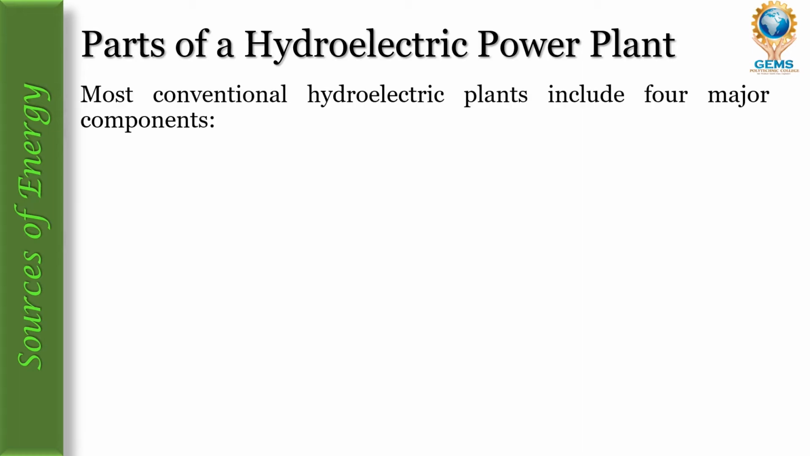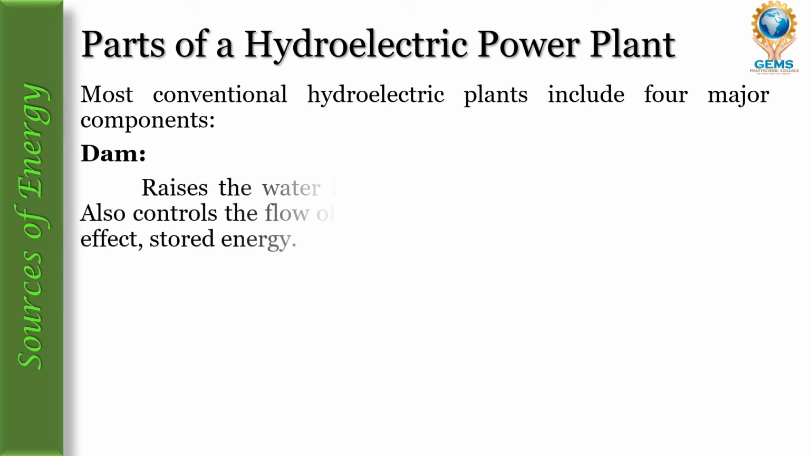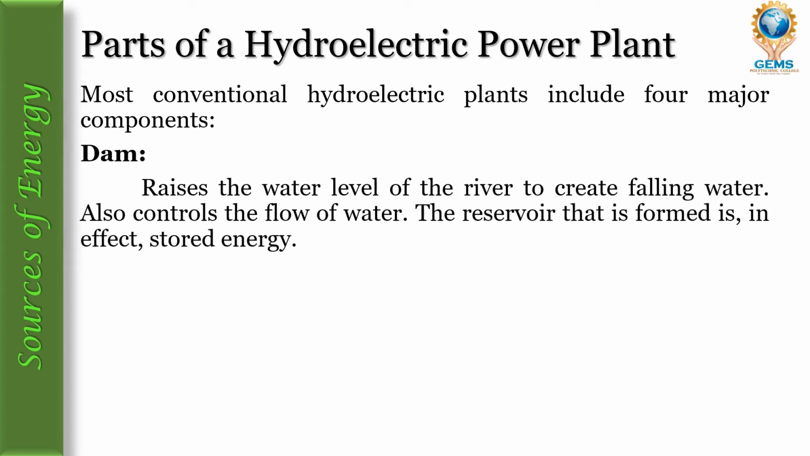The most conventional hydroelectric power plant includes four major components. First is the dam. It raises the water level of the river to create falling water. It also controls the flow of water. The reservoir that is formed is in effect stored energy.